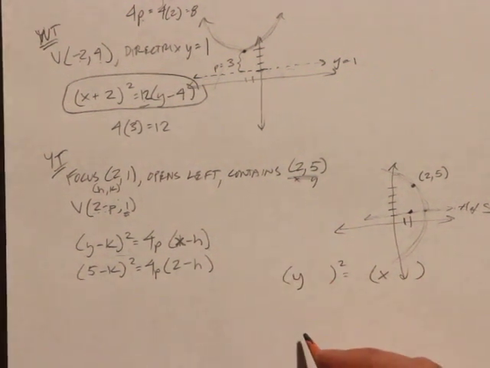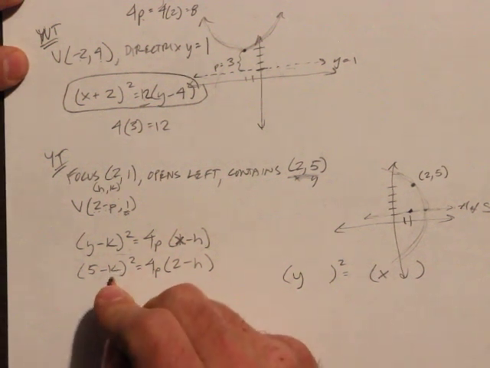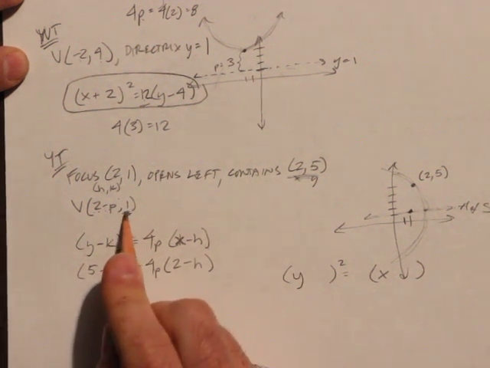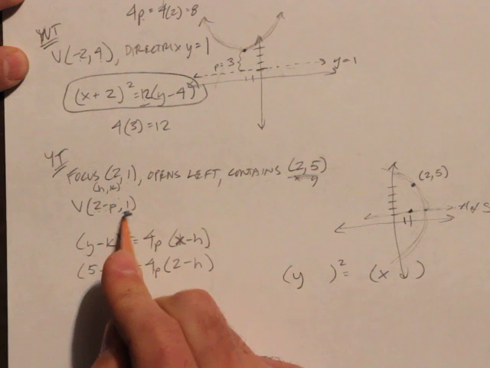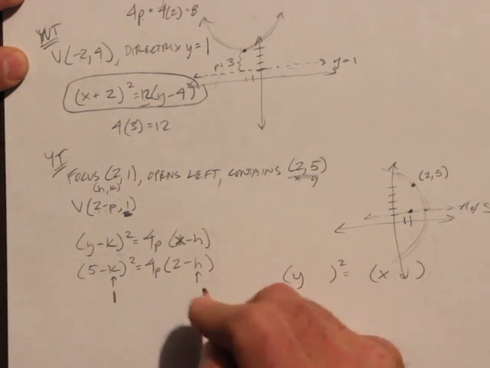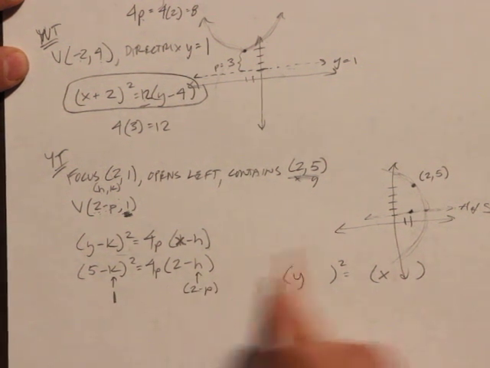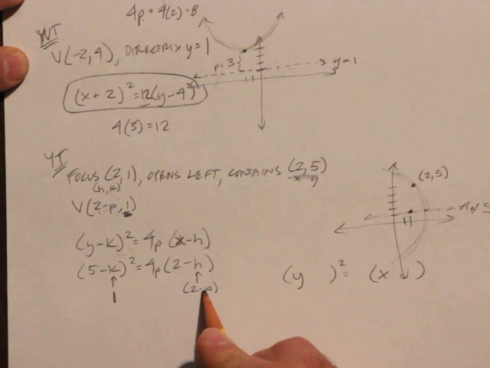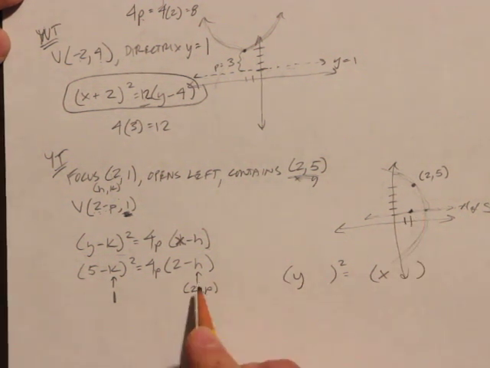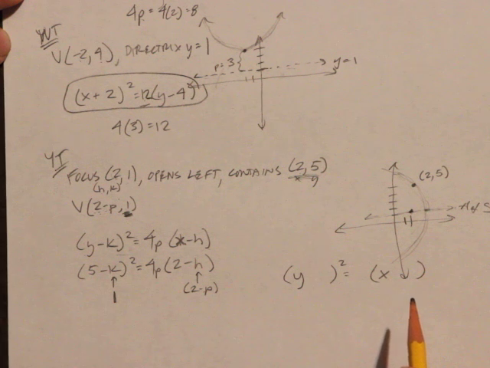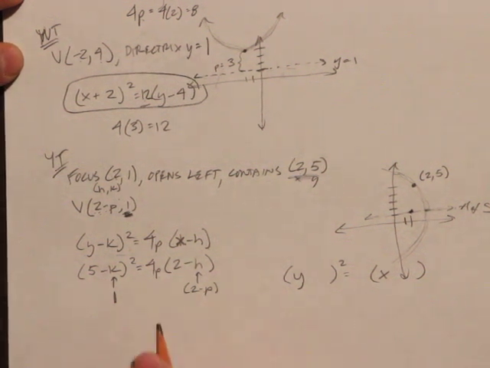Now, there's something else I have to do here. I know that k is 1, because that is the y value of my vertex. I also know that h is 2 minus p, because it's opening to the left, so p is going to be negative, and I know that 2 is the x value of my focus. So if I subtract p from it, then I'll get to the right place. Okay, so stick with me here.